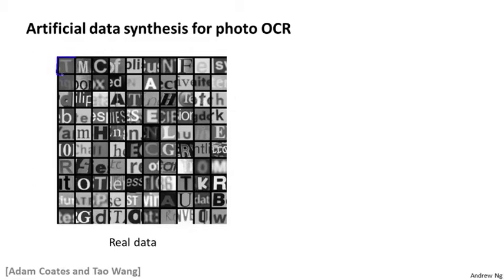So given this image patch, we'd like to recognize that that's a T. Given this image patch, we'd like to recognize that that's an S. Given that image patch, we'd like to recognize that that's an I, and so on. So all of these are examples of raw images. How can we come up with a much larger training set?